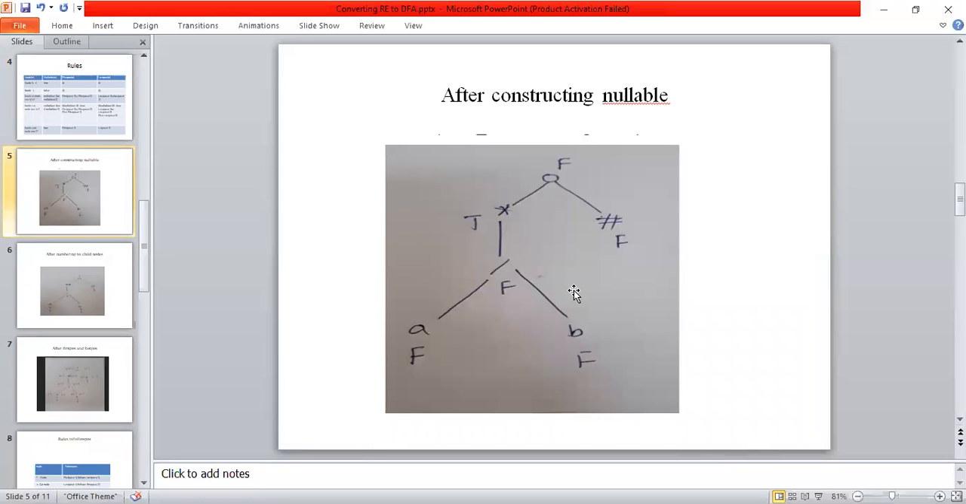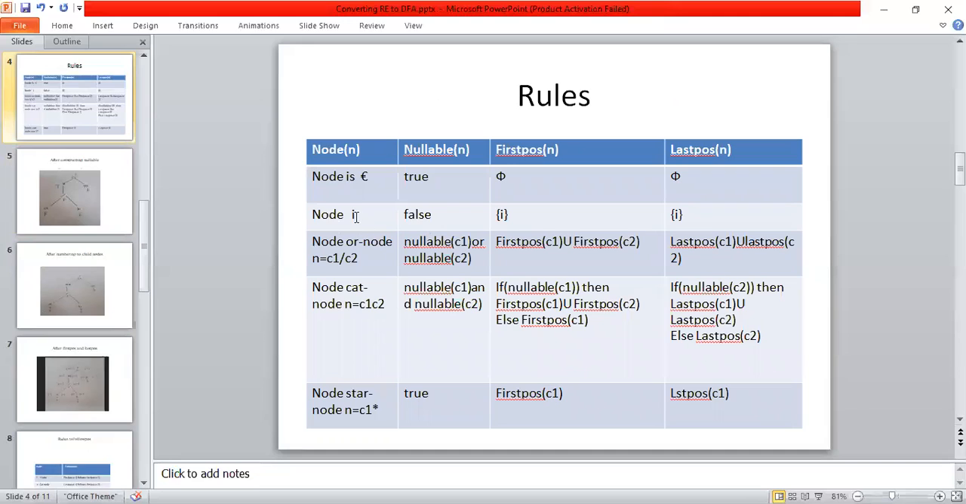Okay. So here I have my syntax tree. You already know your syntax tree is (A or B) whole star, cat node and hash symbol. So for this, I'm constructing the nullable value. You already know the nullable rules. If the node is of type I, then its nullable value is false. Listen here, if the node is I, meaning any symbol, then its nullable value is false. If the node is empty, then its nullable value is true. And if the node is star, its nullable value is true.